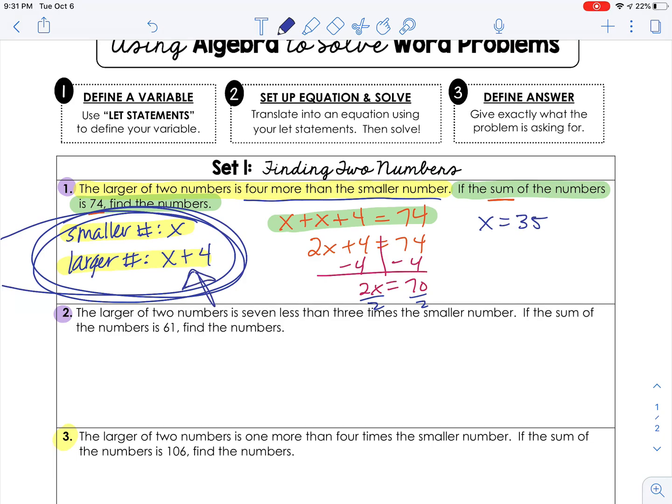So how do I find the larger number? Well, the larger number is 4 more than the smaller number. So I take 35 and add 4 to it and get 39. So the two numbers that this problem is talking about are 35 and 39.